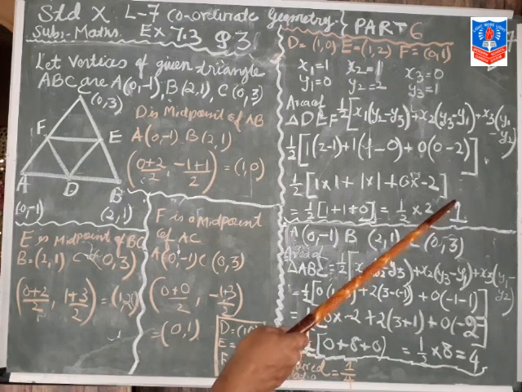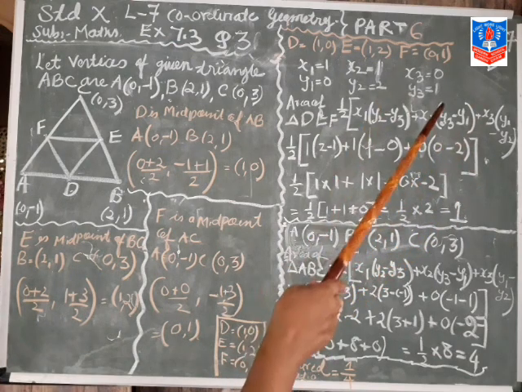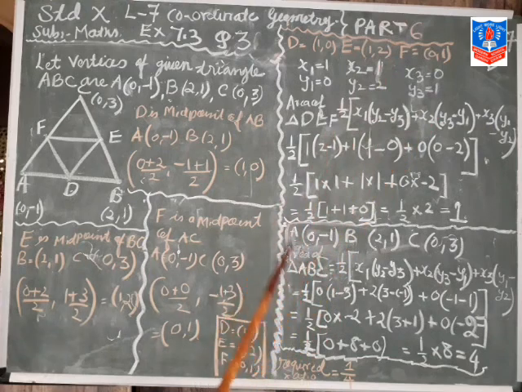Because required ratio you have to write the area of DEF upon area of triangle ABC, that is here 4. Okay, so now area of triangle ABC, A is given 0 and 1, B 2 and 1, C 0 and 3. Clear? So here also same we will write. Clear? Half, and we will get the idea.